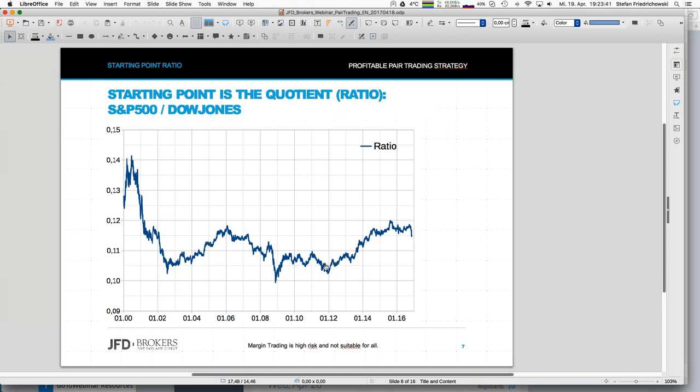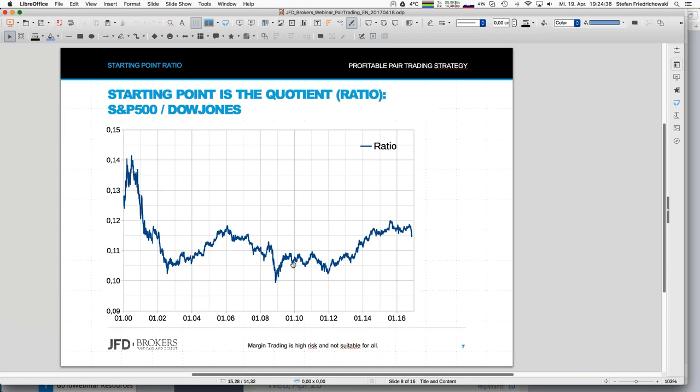For example, here we have 4 years with an increase of that ratio. What does it mean? It would mean that the S&P 500 is, for example, stronger than the Dow Jones, because if the S&P 500 increases a little bit more than the Dow Jones, then the ratio of the two would increase as well. So here we have such a behavior which is not that good for pair trading, that we have long-term trends within that ratio. And if you look at the beginning of my history here, the first 2-3 years, we have a steep decrease for that ratio as well.